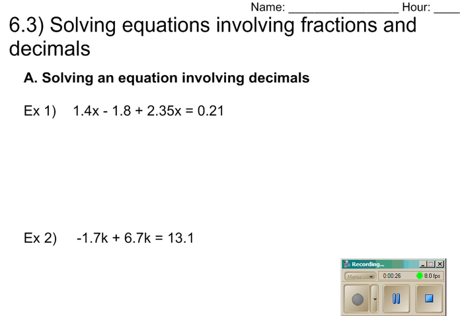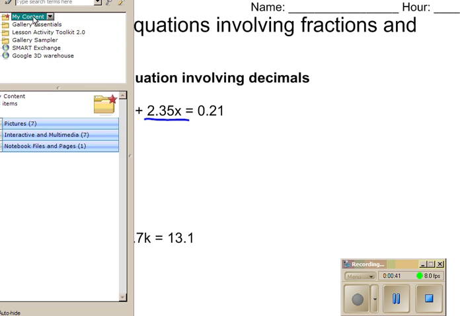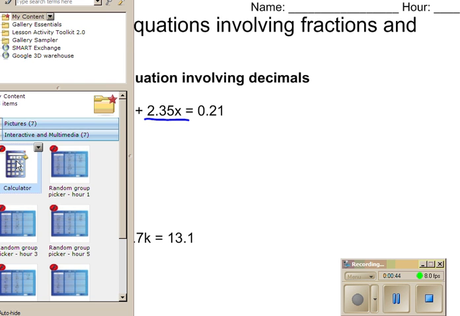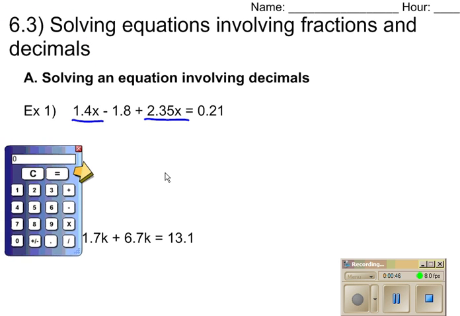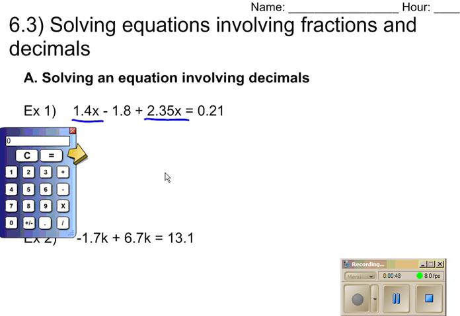Okay, first let's find like terms. So 1.4x and 2.35x are like terms. They're on the same side of the equation, so I need to combine them. We need to add them up. I could make you not use a calculator, but I think I'm going to let you use it on these. So we'll pull out the calculator. I need to add 1.4 and 2.35. Looks like that equals 3.75. So I get 3.75x.